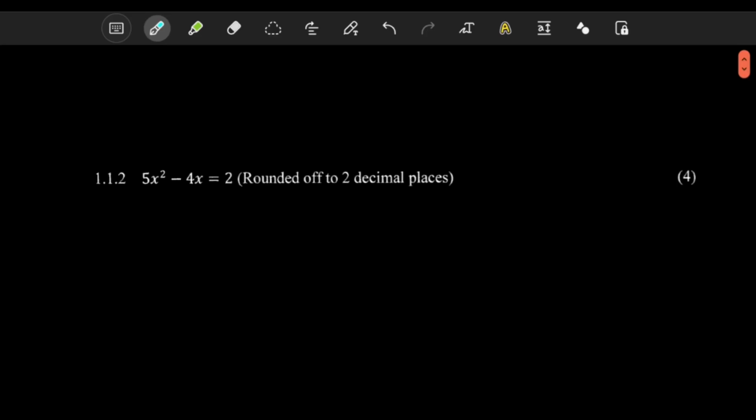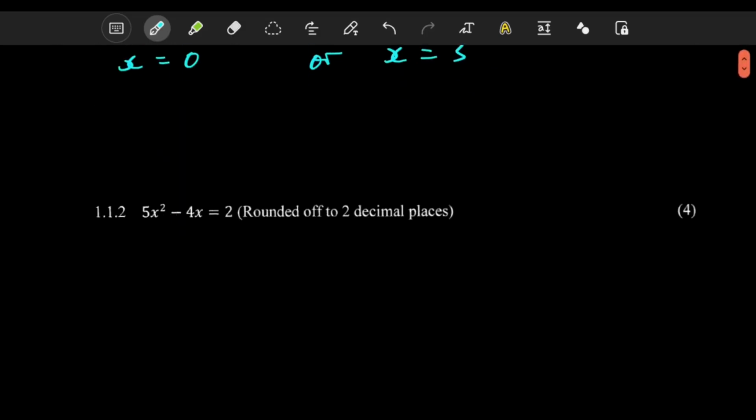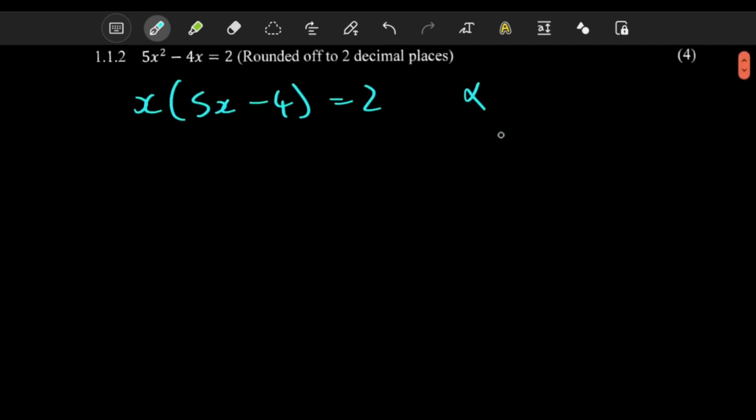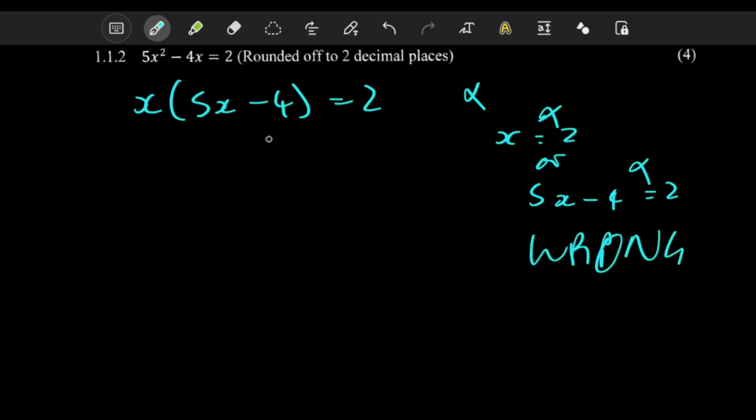The next question here, 1.1.2, they want us to round off to 2 decimal places. So to make an example of what I had mentioned earlier, here if you take out x as a common factor, and you maybe do this, here you're going to have 5x minus 4 equal to 2. You cannot say x is equal to 2 or the other. This is factorized, so you cannot say this or this. You see, 5x minus 4 is equal to 2. This is wrong. So you cannot do it.